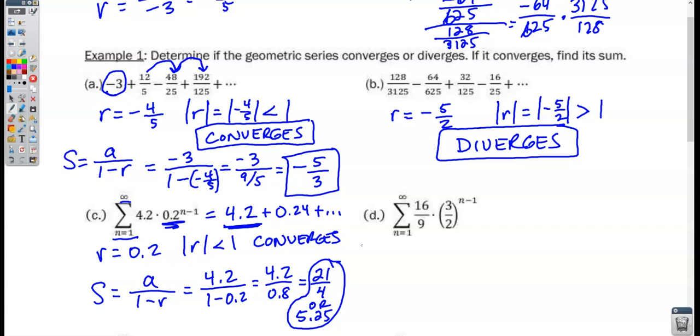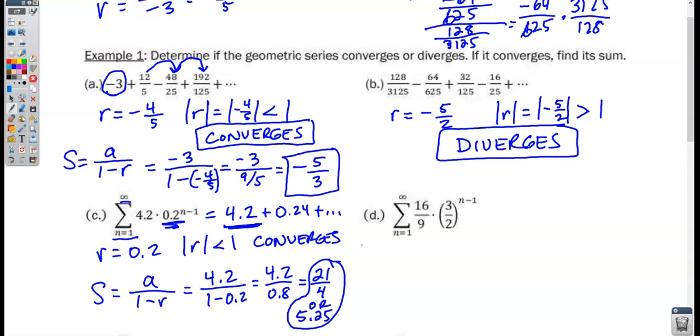Alright, welcome back everybody. In this video we're continuing with section 10.2 of AP Calculus BC, working with geometric series. We're going to pick up right where we left off here with example D. In this example we're determining if the series converges or diverges, and then if it converges we're finding its sum.